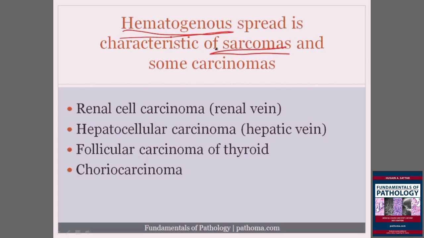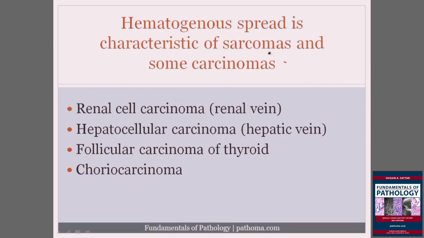And sarcomas tend to spread through the blood. They go into the blood vessels, and then they spread to distant sites. So that's a general principle. Principle A of this discussion is that carcinomas go into the lymphatics and spread to the regional lymph nodes. And principle B would be that sarcomas go into the blood, and the characteristic site of spread would be the lungs.